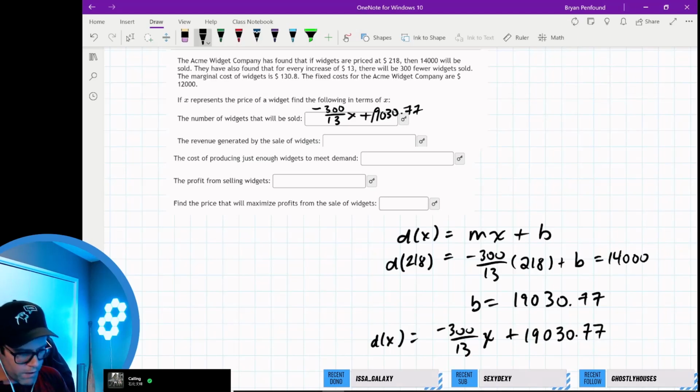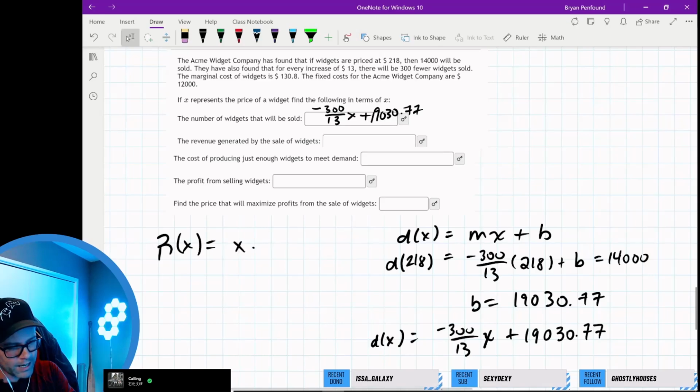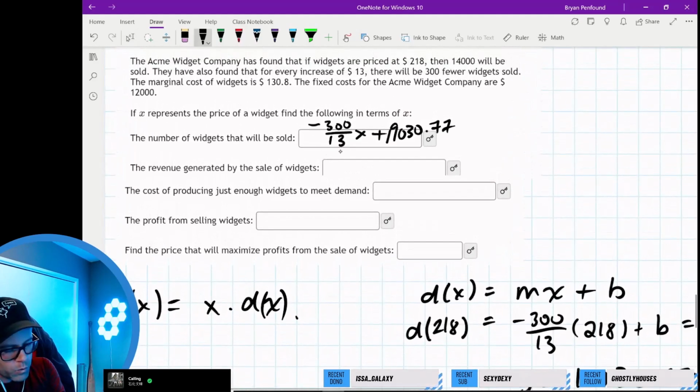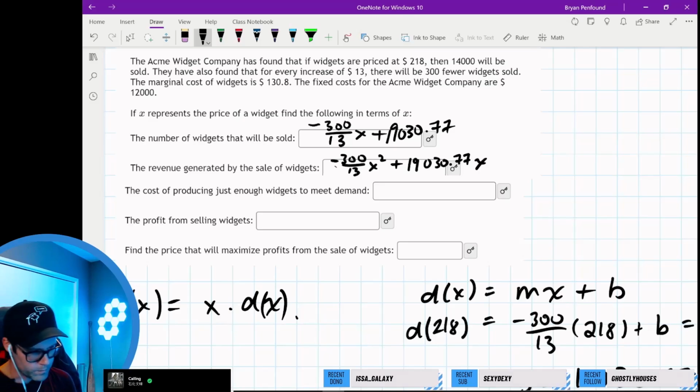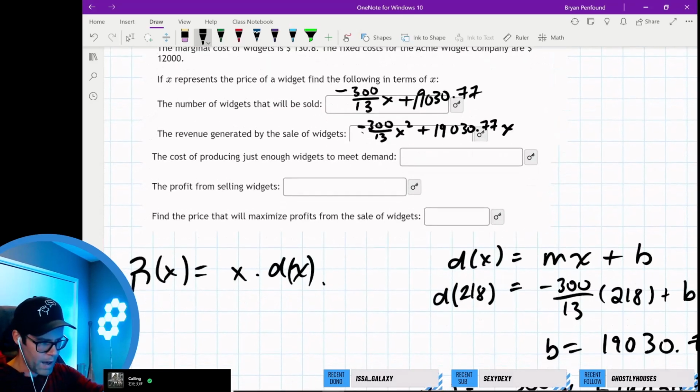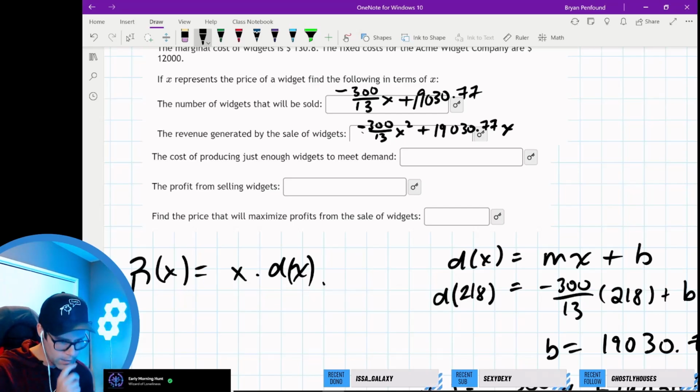Now, if I want to find the revenue, the revenue function can be found by taking the demand function and multiplying by x. So if we take this demand function and multiply through by x, we should get the revenue, which will be negative 300 over 13x squared plus 19,030.77x. So those I'm happy with. Those made completely 100% sense the last time we did this question.